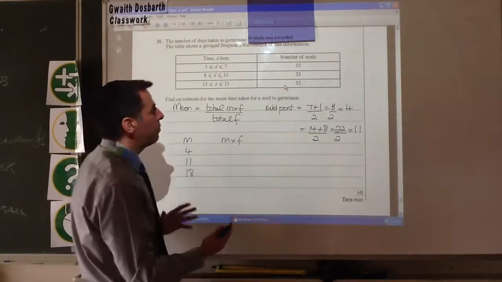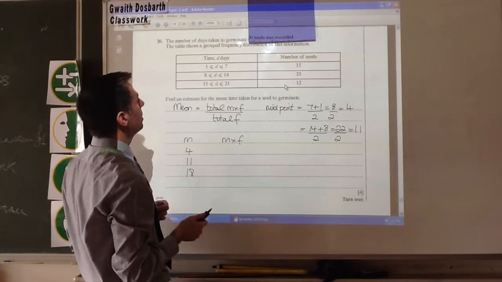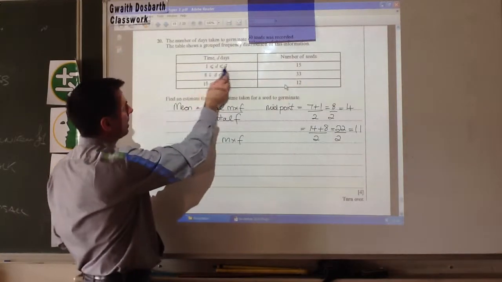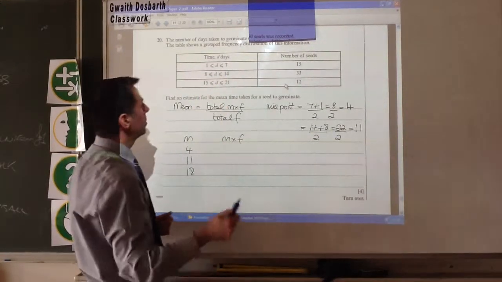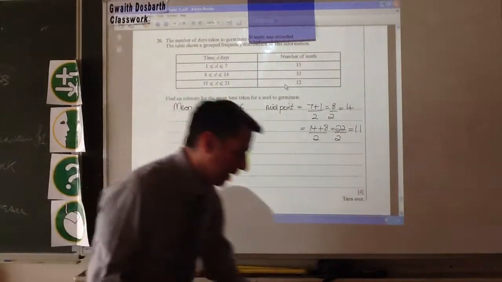Again, check when you've got your midpoints, they actually lie within the upper and lower boundaries given for the groups. 4, yes, it does lie between 1 and 7, chances are it's correct. 11 does lie between 8 and 14, chances are it's correct, and so on.